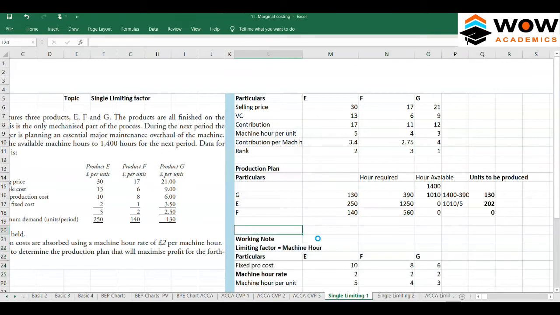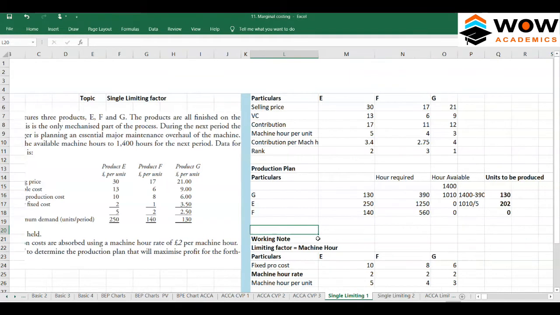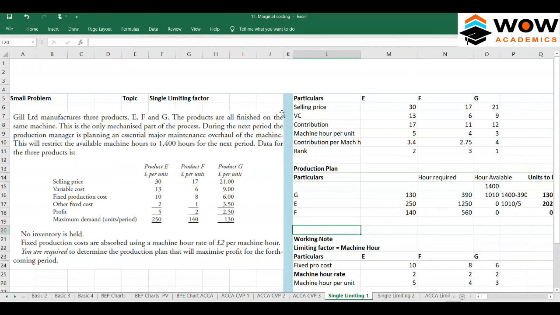So if you want, I'll repeat it once so that you will get a good idea. Once you get this kind of a problem, a limiting factor problem, and if it's going to be a single limiting factor problem, first set up a table to find out the contribution. So first find out the contribution, then thereafter find out the limiting factor. The limiting factor in the sum is the machine hour per unit. So first find out what the machine hours per unit is. Either it will be directly given in the sum, but sometimes it will be given indirectly. For example, in this sum it is indirect.